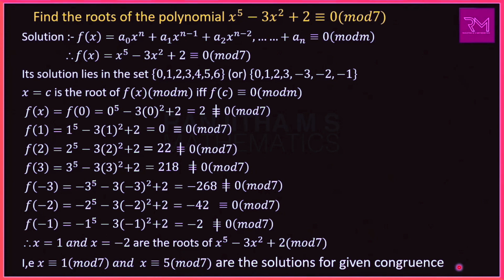This completes the problem. These are all very easy problems. It is very important that you substitute x values from the solution set. In this case, since it is a congruence under 7, you have to consider 6 solutions, that is, from 0 to 6, you have to substitute each value and find the roots of the polynomial.